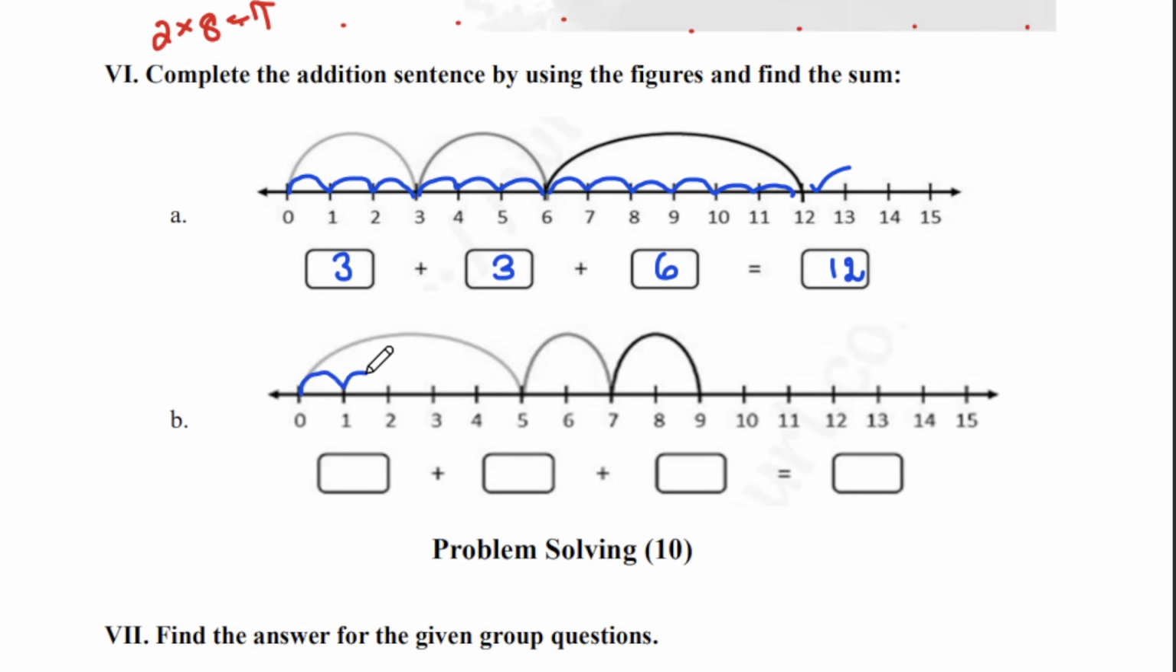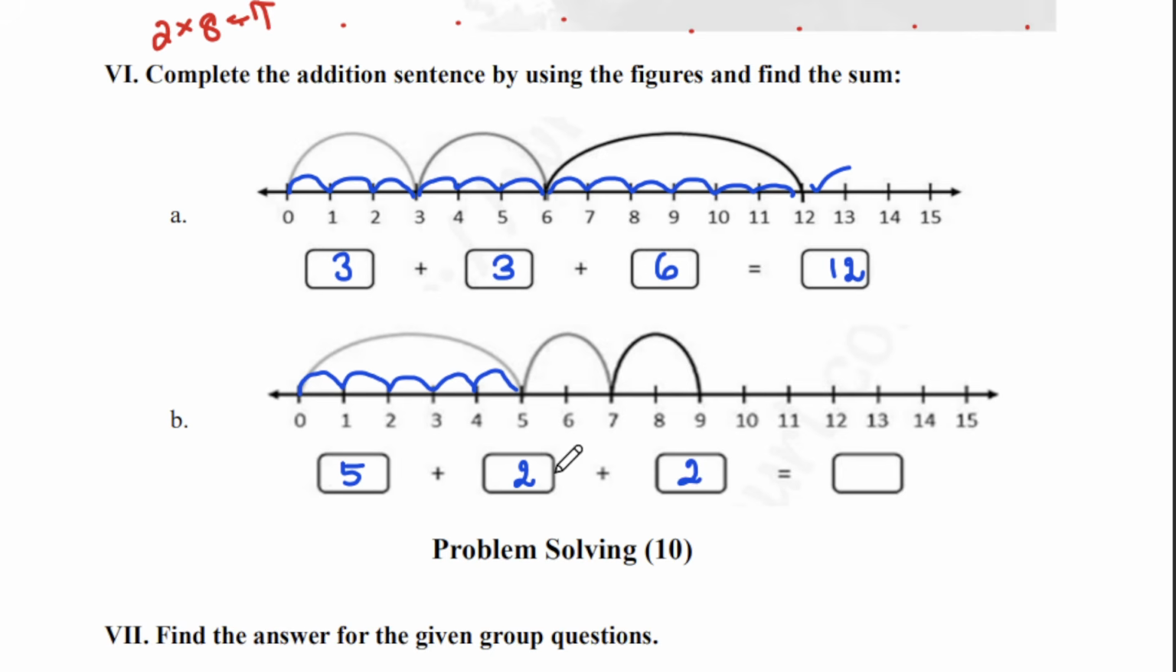So next we have 1, 2, 3, 4, 5. And again, how many jumps? 1, 2, 2 jumps. Again, 1, 2.